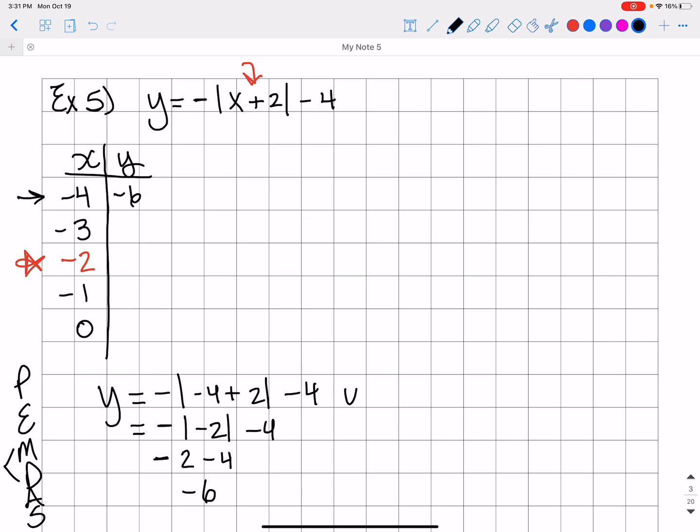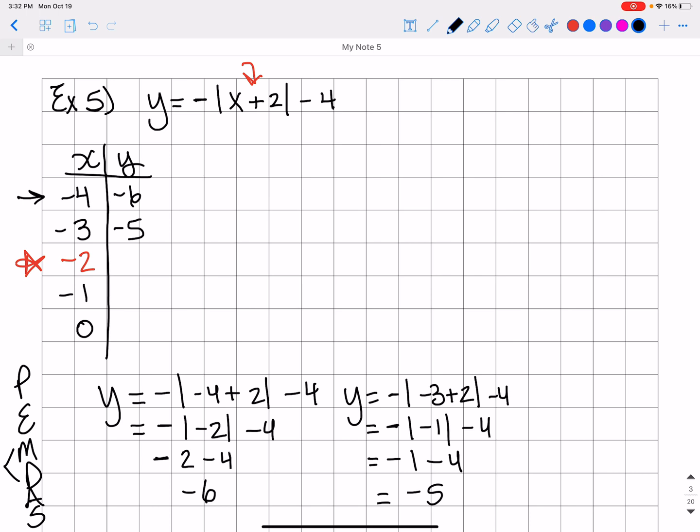Now I'm going to do the same thing. I'm going to do y equals negative absolute value, and I'm going to plug a negative 3 in. Remember to drop that negative. I'm not messing with that yet. Negative 3 plus 2 is negative 1. I'm going to get rid of my absolute value signs. That negative is going to drop down. It's still the multiplication step. I'm not there yet. The absolute value of negative 1 is 1 minus 4. Now I can take that negative times the 1, which gives me negative 1. Negative 1 minus 4 is negative 5.